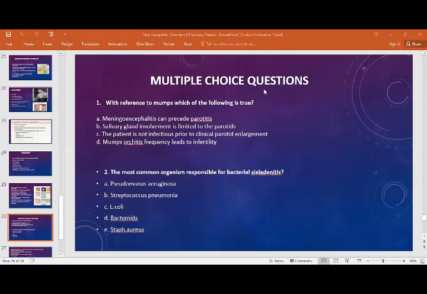Okay, we'll discuss these two questions over here, then we'll go to the other one. The first is with reference to mumps, which of the following is true? The correct answer is basically meningoencephalitis can precede parotitis. This is the correct answer because, as you know, meningoencephalitis is one of the complications that can precede parotitis. The other one, the most common organism responsible for bacterial sialadenitis, is Staph aureus.